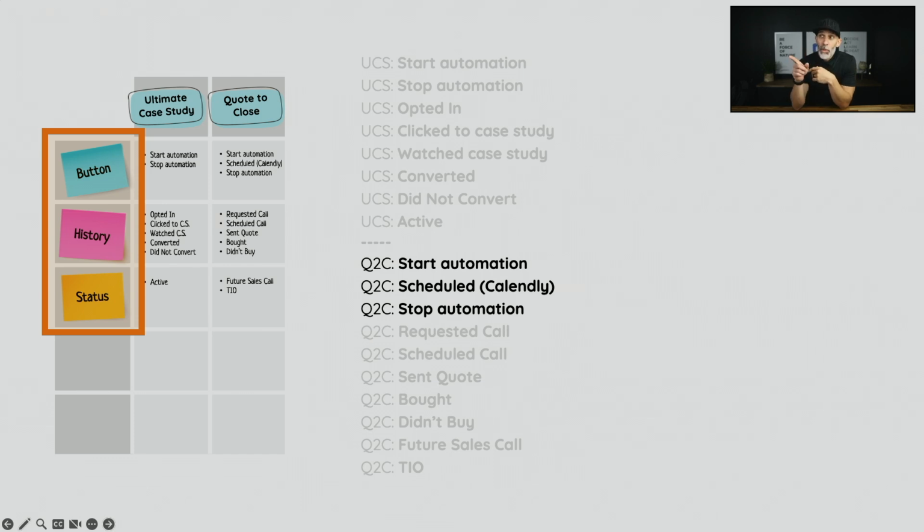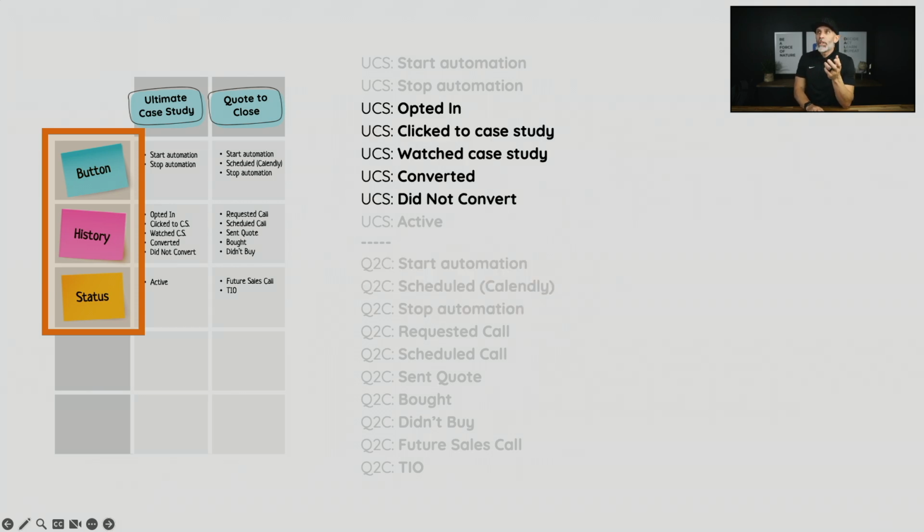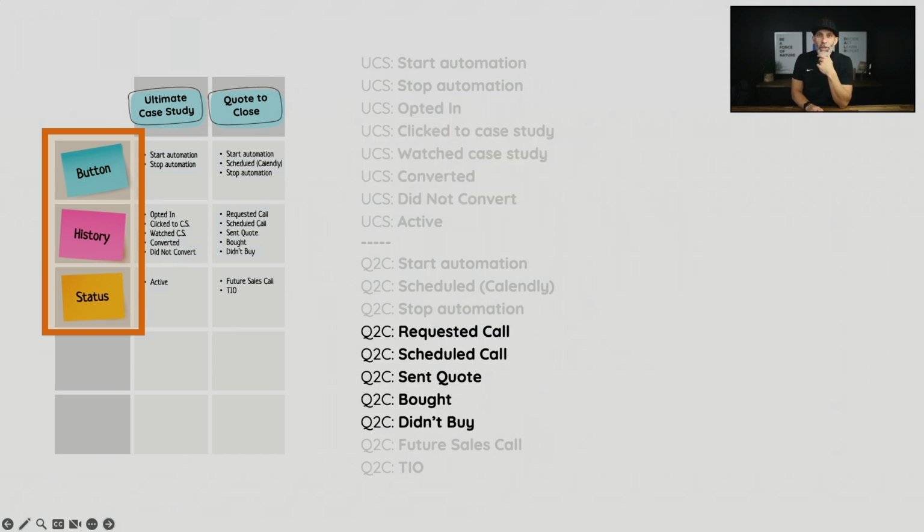Now, this other one, Q2C scheduled, Calendly, that could be confused as a history tag if somebody else came along that wasn't a part of the creation of it. So I would just rename it to say mark as scheduled. And then I know it's a button tag. And then if I go look at my history tags, UCS opted in, click to case study, well, obviously those are history tags. Like I don't need it in the name to tell me that. Same thing with all the history tags for Q2C. Obviously they're history tags. It makes it really, really easy.